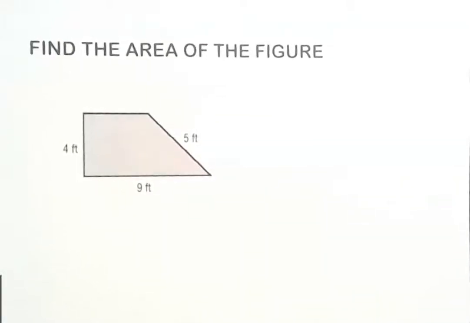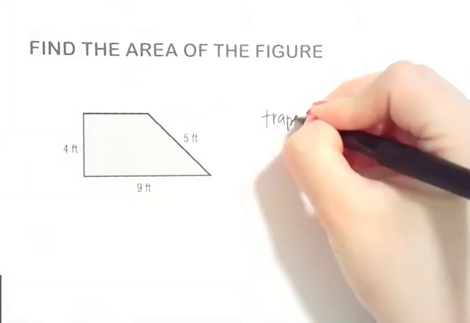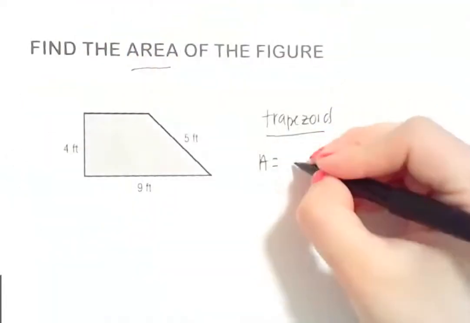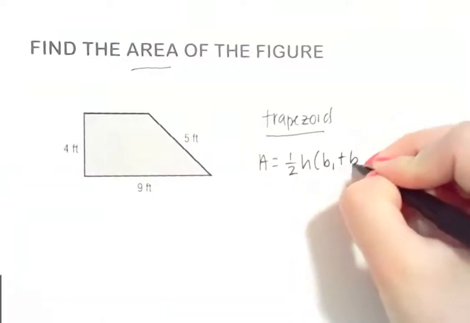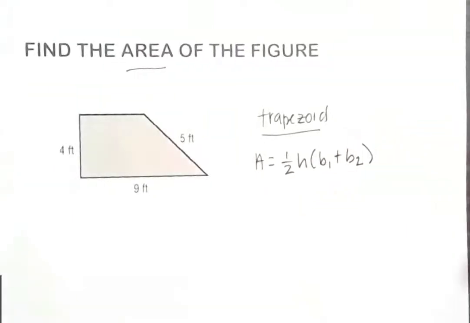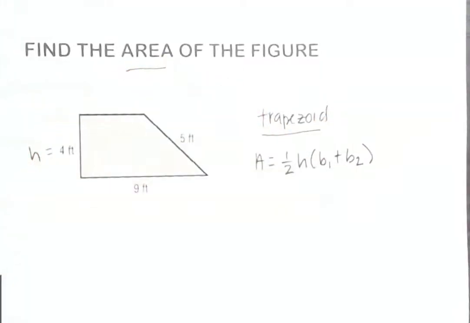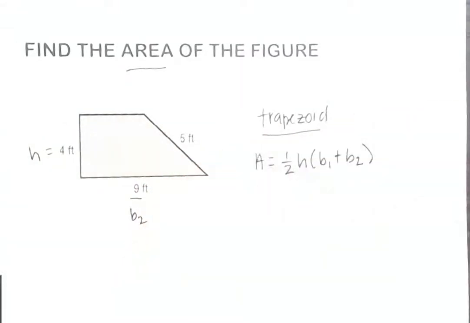So the first problem we have here, this is indeed a trapezoid. I'm going to write down our formula real quick. So we are looking for the area. Half our height times our bases added together. So if I look at my picture here, here's my height. That's one of my bases. I'll call that base 2. But I'm missing this base 1.